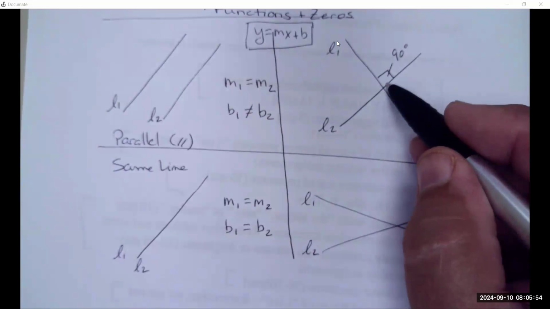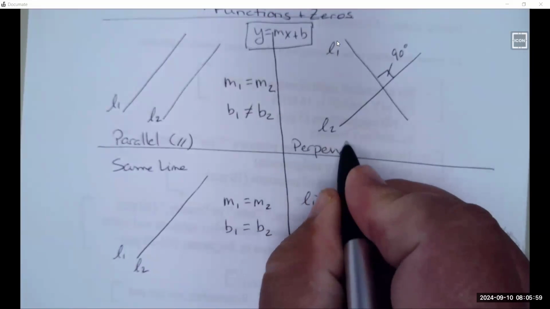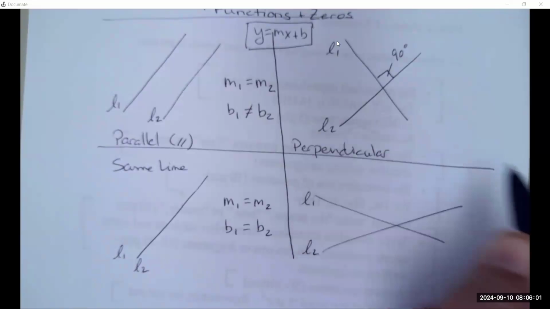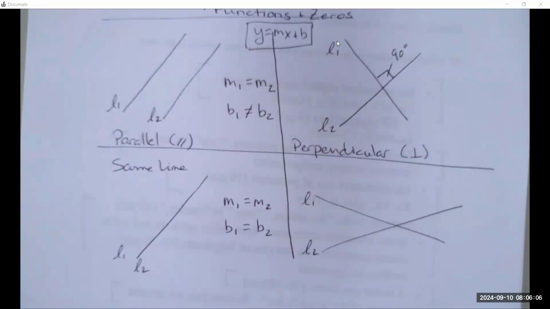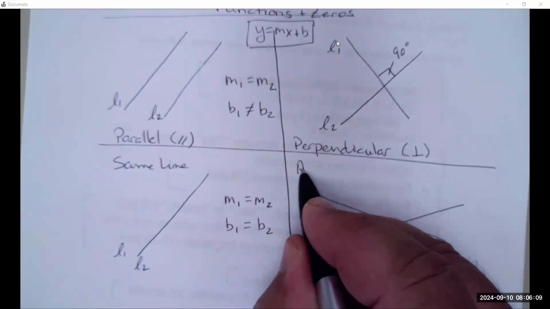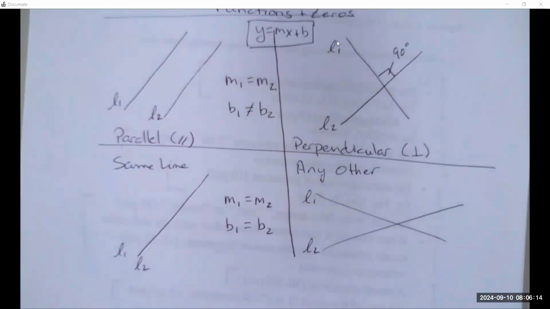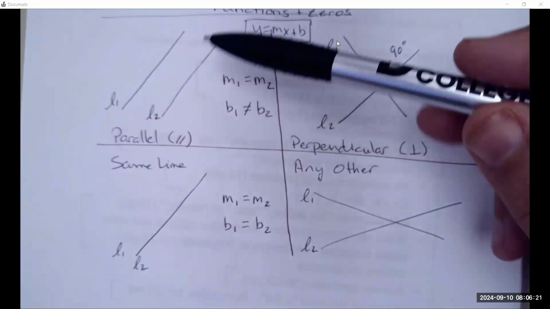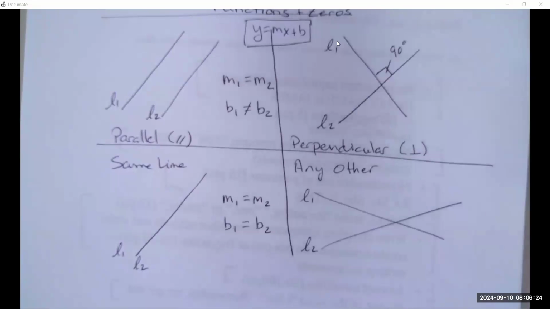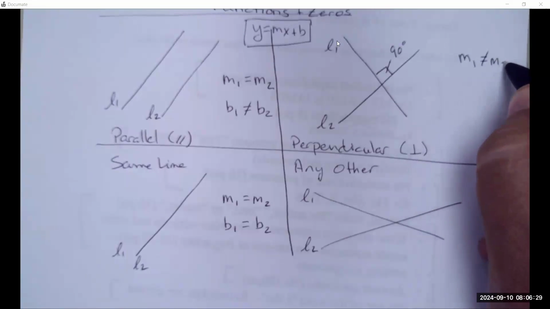What's this called if it has a 90-degree angle? And then that abbreviation is an upside down T. And this last one is any other pair of lines. On the left side, we compare them with their slopes being equal. On the right side, their slopes have to be different.